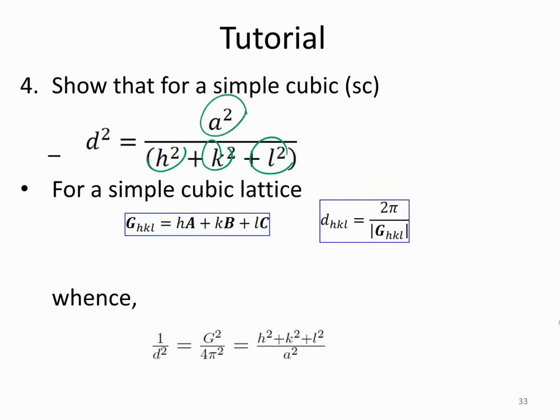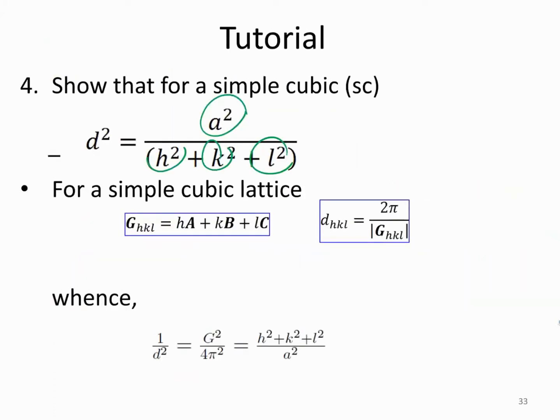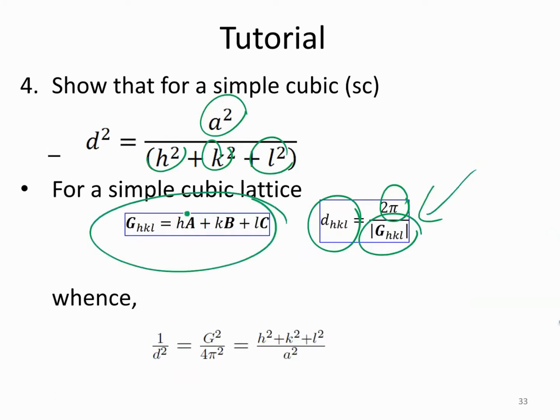So for simple cubic, we know that DHKL equals 2 pi over GHKL. We have proven it in question 3. And we also know that GHKL equals H reciprocal A plus K reciprocal B plus L reciprocal C. So we start from these two.